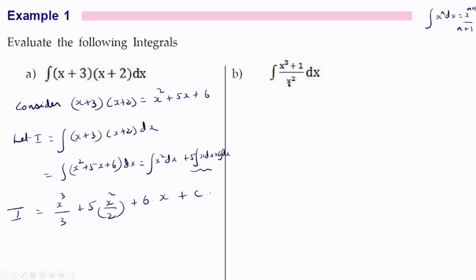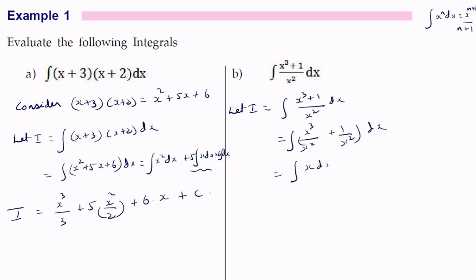Next subdivision, we have integral x cube plus 1 upon x square dx. So let us take, let I be the given integral. So this we can write it as x cube by x square plus 1 by x square dx. So this is integral x dx plus integral 1 by x square dx. This 1 by x square is nothing but it is x raised to minus 2.